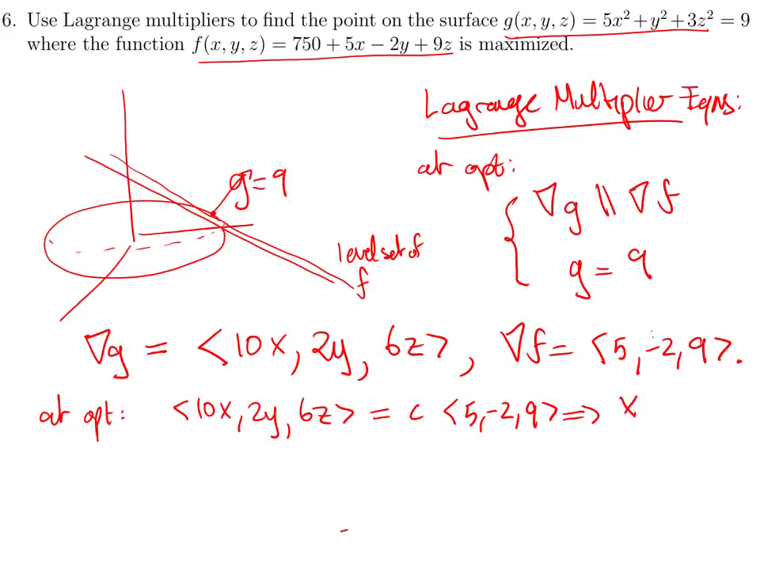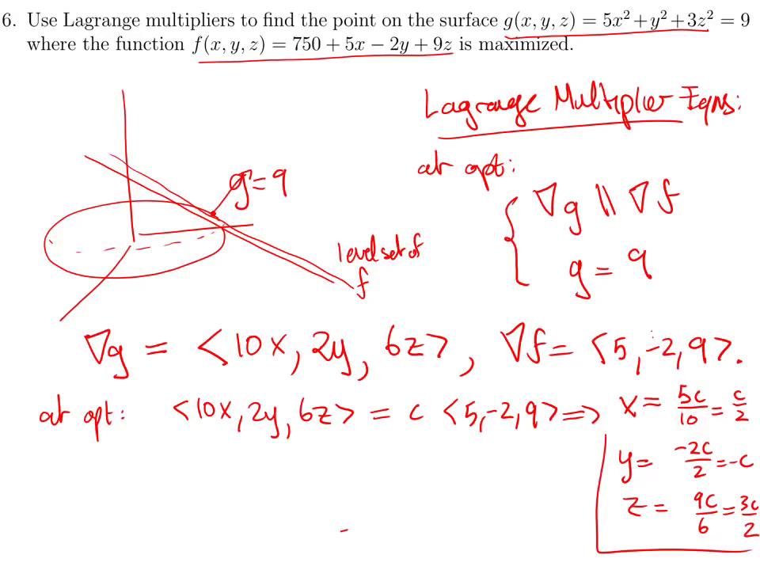This immediately tells us that we can express the points in terms of this one constant c. So x must be equal to 5c over 10, which is just c over 2. y must be equal to minus 2c over 2, which is minus c, and z must be equal to 9c over 6, which is 3/2 c.